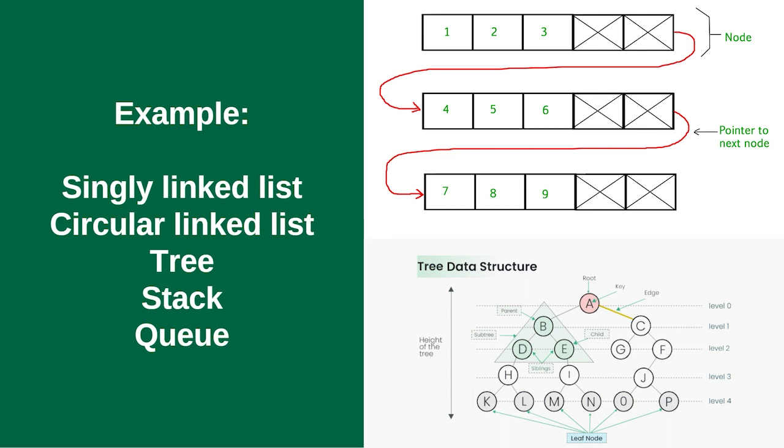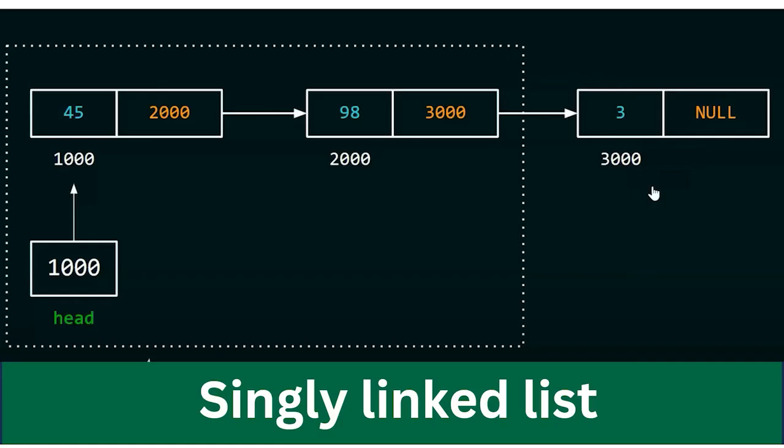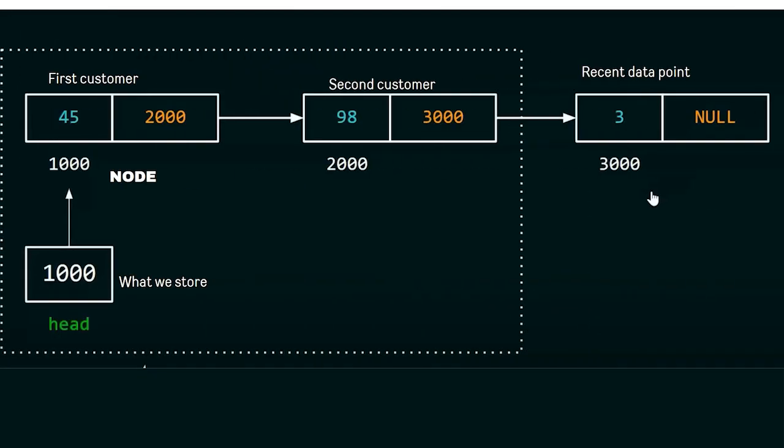Now, let's deep dive into our main topic, singly linked list. A singly linked list operates using a data term called a node. What is a node? A node consists of two parts: one is the data part and the other is the link part. So what does that mean? Suppose a customer came and ordered about $45 worth of goods, and we store that data.